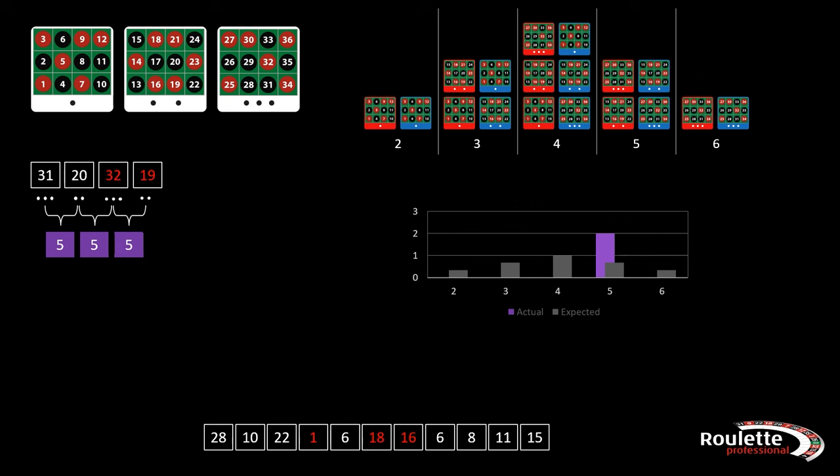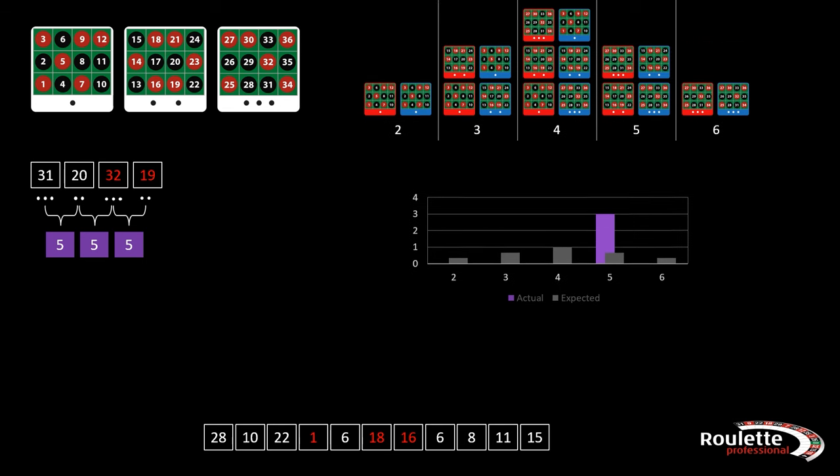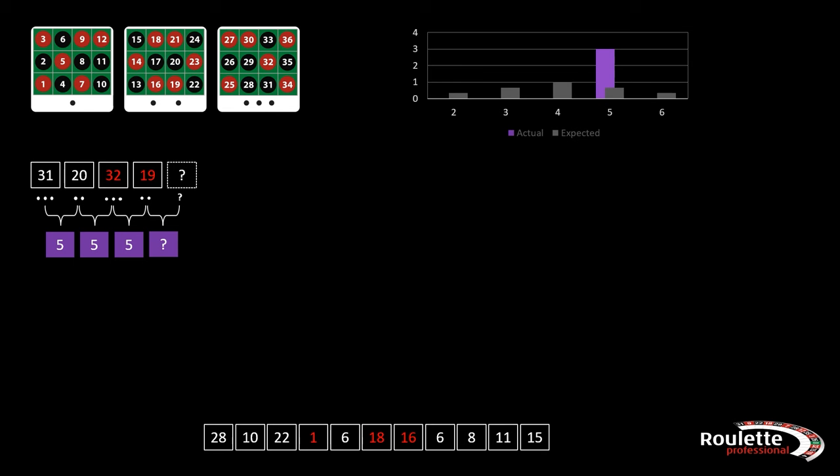We are already seeing an outlier in the data. But this is exactly the type of data we want. Although this is only 4 spins worth of results, we can already see that 5 is ahead of its expectation, and 4 is the most behind. To get a combined result of 4 here, we would need to get a 2 here, so we can reason the second dozen would be the best bet.